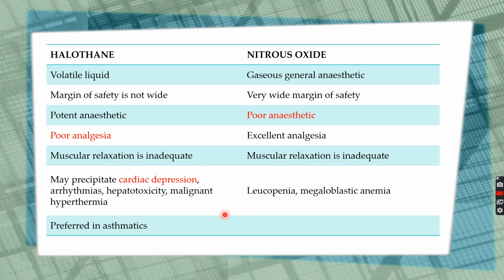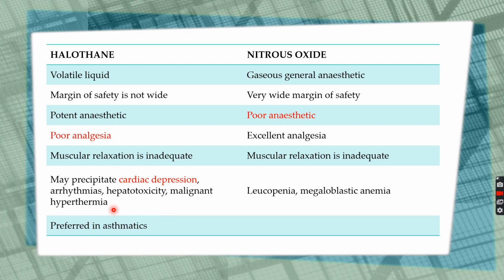If we look at the side effects, the main problem with halothane is that it produces cardiac depression. So it can cause reduced heart rate, reduced BP. It can lead on to arrhythmias in the heart. Higher doses can cause hepatotoxicity, and in certain individuals, halothane can produce a condition called malignant hyperthermia, which is characterized by abnormally high body temperature.